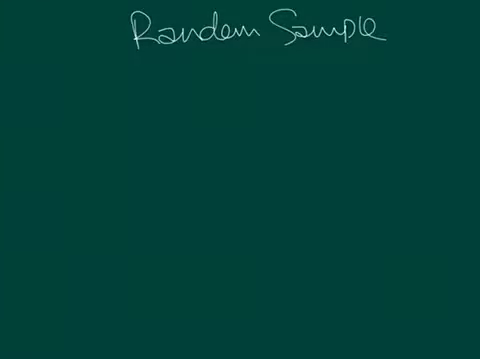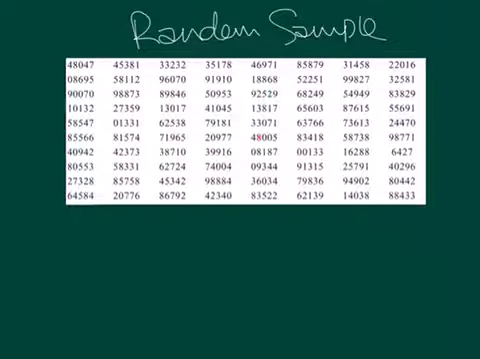There are three methods by which we can sample a population. The first one that we will cover is the random sample. In a random sample, we have to generate random numbers.